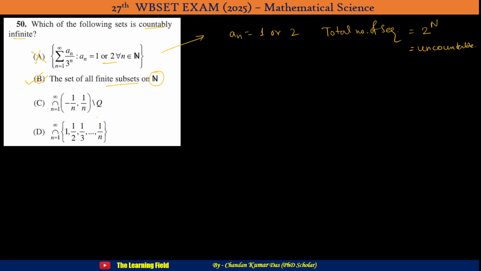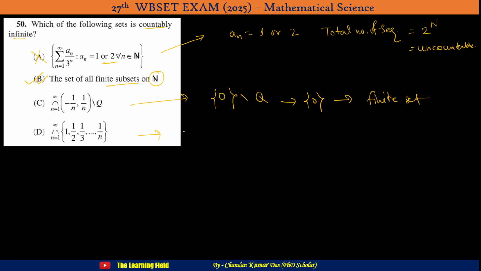Then in this case also, this infinite intersection of minus 1 by n to 1 by n is nothing but 0. So that means 0, which is a single point. That means this is not a countable set, this is a finite set.